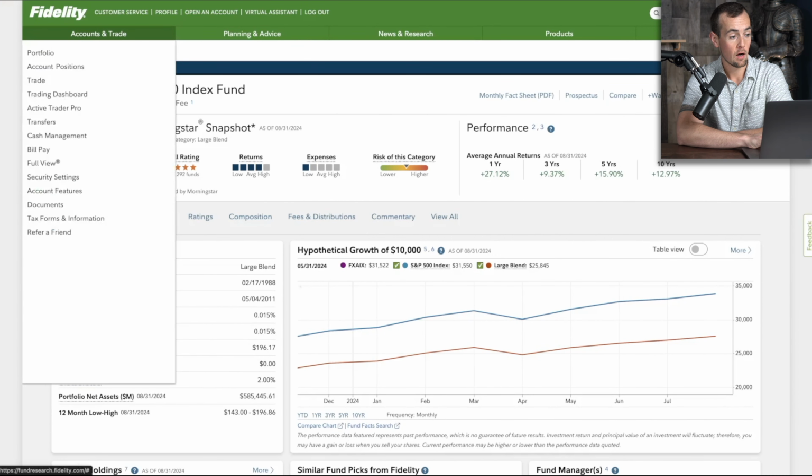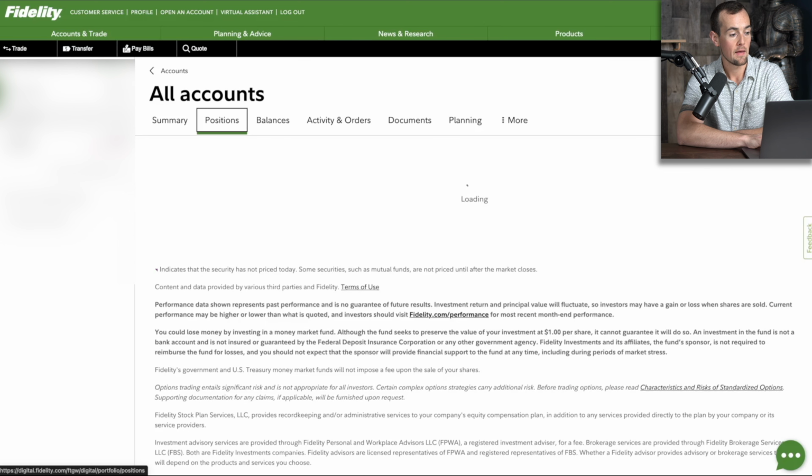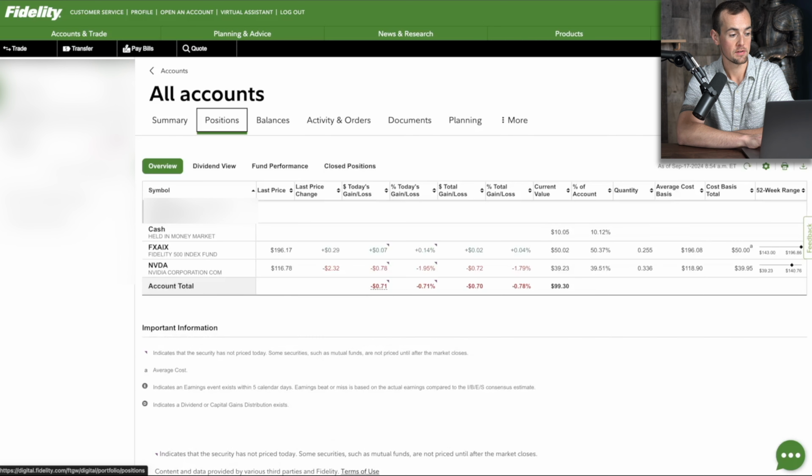So for that, we're going to hover over accounts and trade, and we're going to click on portfolio. From here, it brings us back to the main screen that we were just on, but in this case, what we're going to do is click on the positions tab, and this is going to show us the positions that we have. So first of all, we have our extra cash, which is held in that money market account. That was the setting that we chose earlier. And then we also have the Fidelity 500 index fund fractional share investment here. We ended up buying 0.255 shares, and we also have our investment in Nvidia.